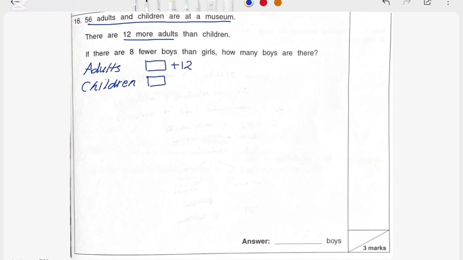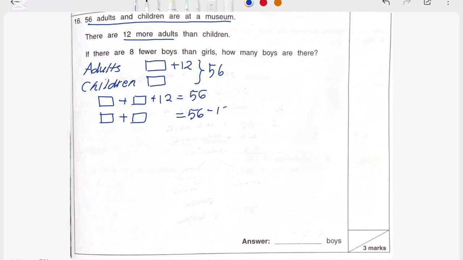And the total number of adults and children is 56. Let's turn that into an equation. Box plus box plus 12 is equal to 56. We want to find what number one box represents. So box plus box is equal to 56 minus 12. Box plus box is equal to 44.